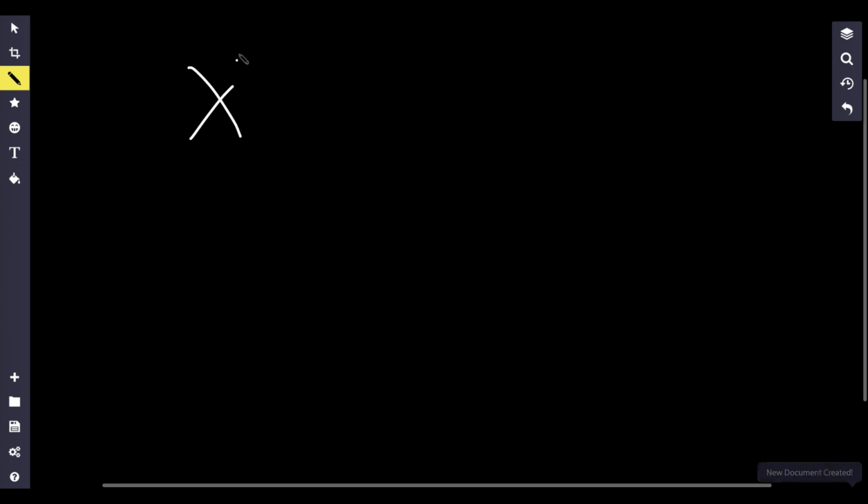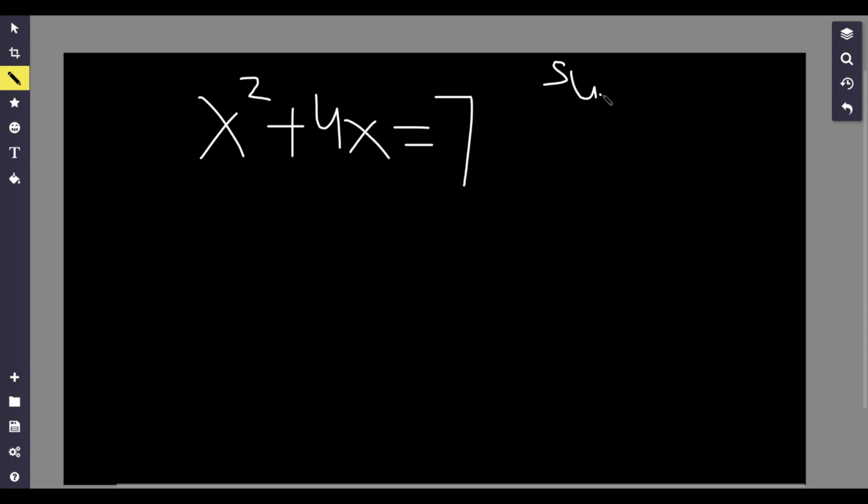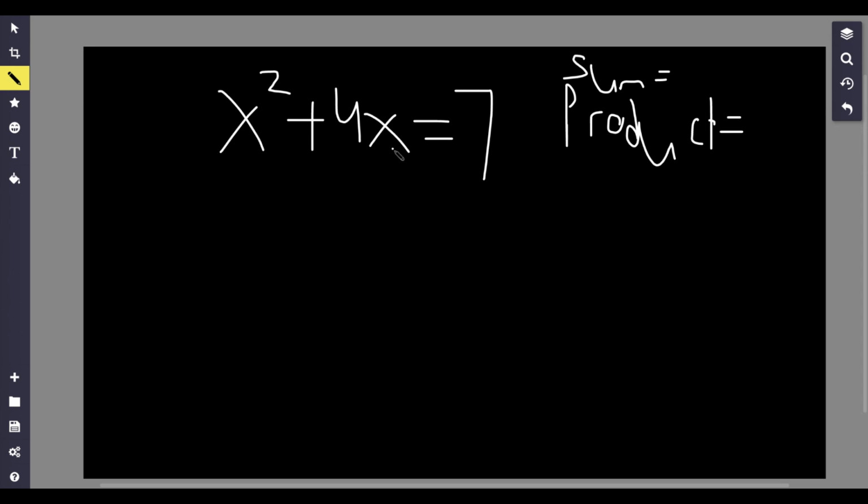Let's say we have x squared plus 4x equals 7, and we want to find out the sum and product of the roots of this quadratic equation. Now, the first thing you've got to do is write this in standard form. We know that standard form is ax squared plus bx plus c is equal to 0.